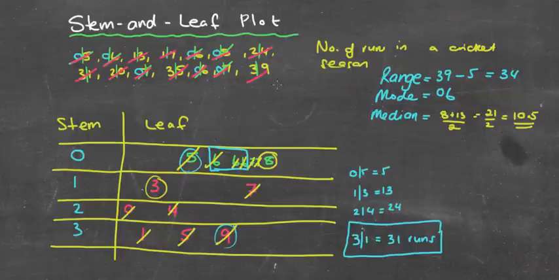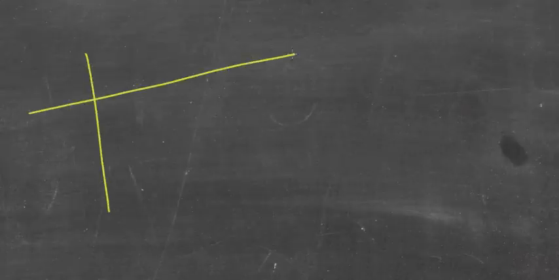That is your stem and leaf plot, guys. I hope it made sense to you. We've got a bit more time, so I might just chuck in one more stem and leaf plot. I'm going to draw one up for you. Oops, it's not very straight, but hey, it's all good. That's my stem, that's my leaf.